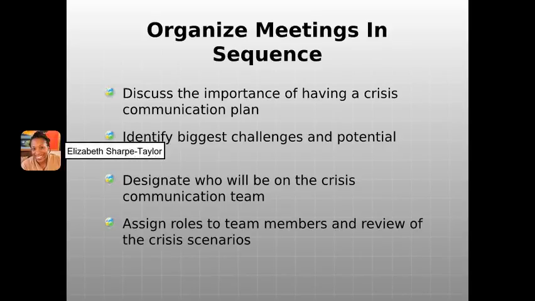To prepare the crisis communication framework, several meetings should occur. The first meeting can discuss the importance of having a crisis communication plan, what this means for the institution, and how it's helpful. Then the next meeting can discuss the biggest challenges and potential crises that can happen, as well as what roles are needed to establish to communicate throughout the crisis. Then the next meeting can review the crisis scenarios and identify team members. And the final meeting can bring in all of the people in the crisis communication team, assign them their roles and responsibilities, and discuss messaging to use in each crisis.